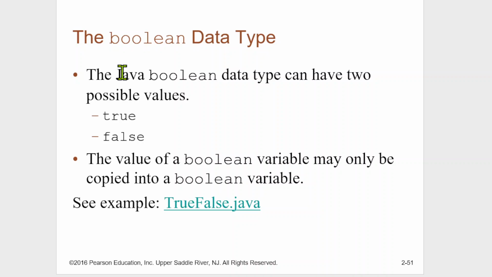Boolean data types. Boolean data types can have 2 possible values, true or false. The value of a Boolean variable may only be copied into a Boolean variable. So it's either true or false, 1 or 0.